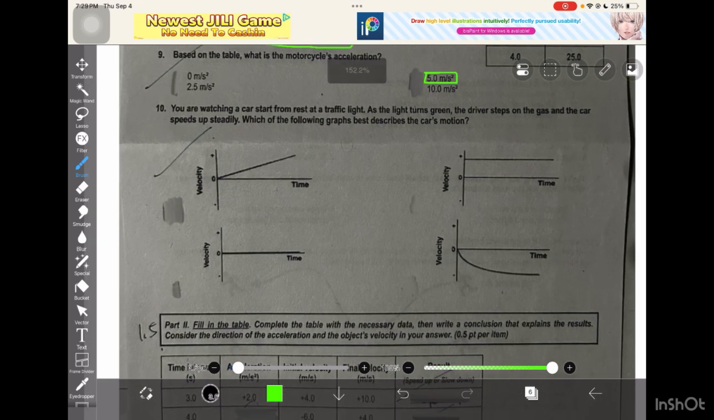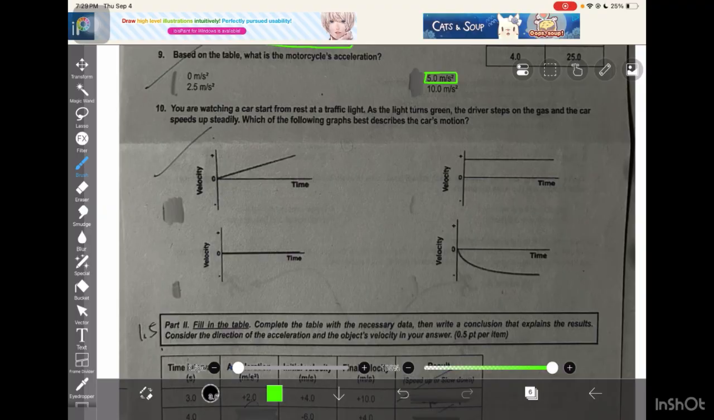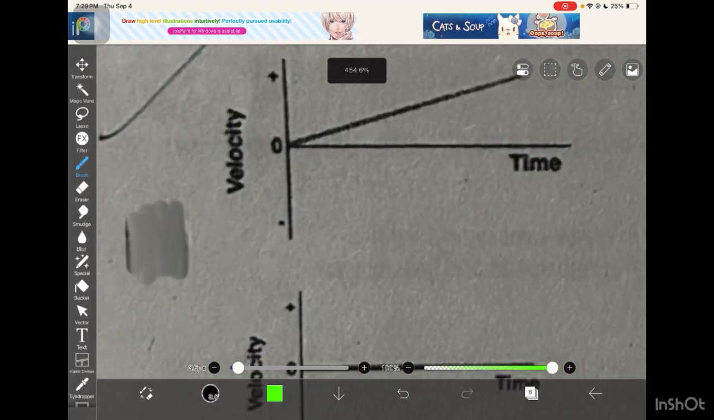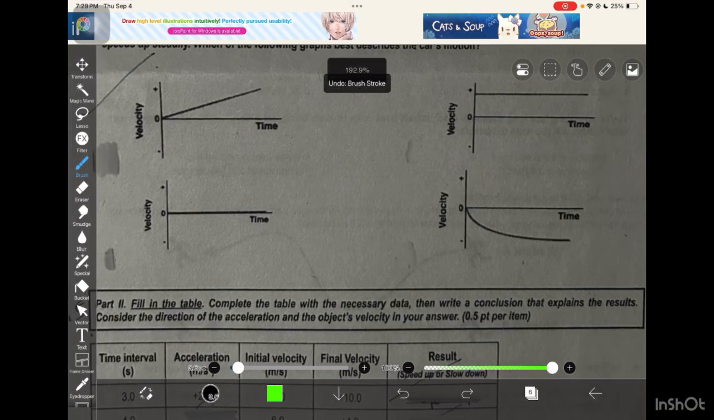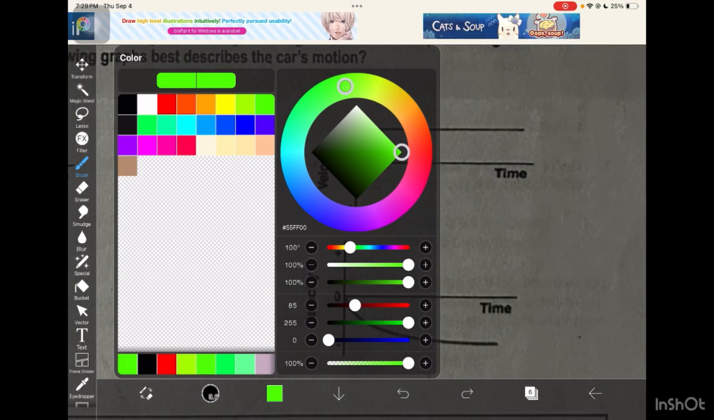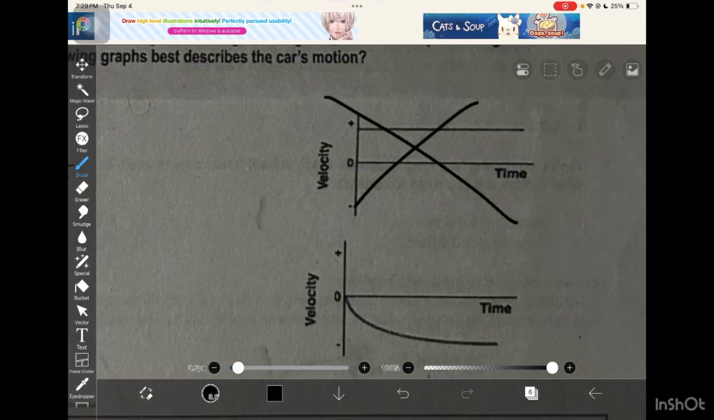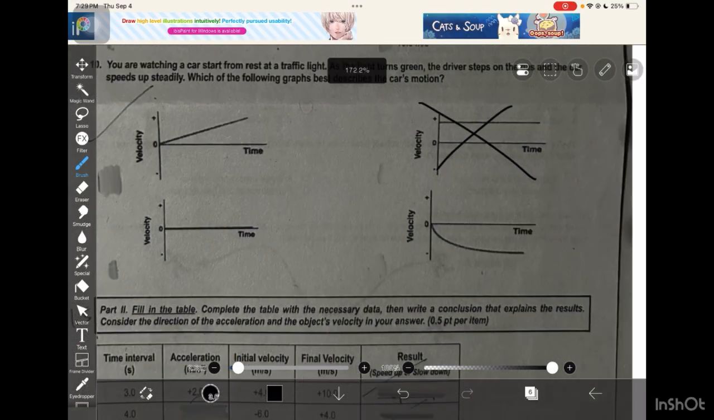Number 10. You are watching a car from rest at a traffic light. As the light turns green, the driver steps on the gas and the car speeds up steadily. Which of the following graphs best describes the car's motion? So we are starting from rest, therefore our starting position should be at 0. Immediately we can disregard this one because it's not starting from 0. Okay, we're down to 3.